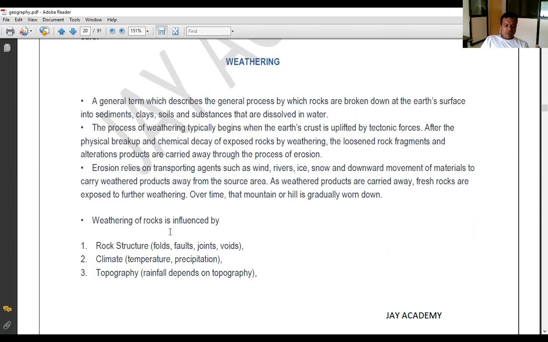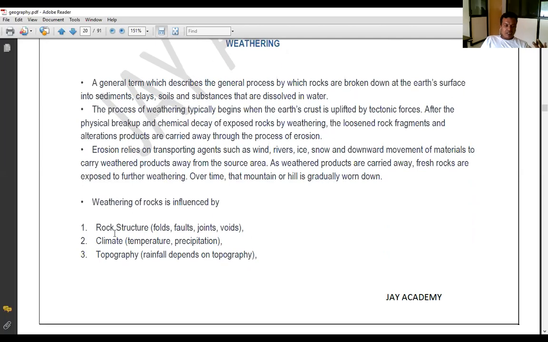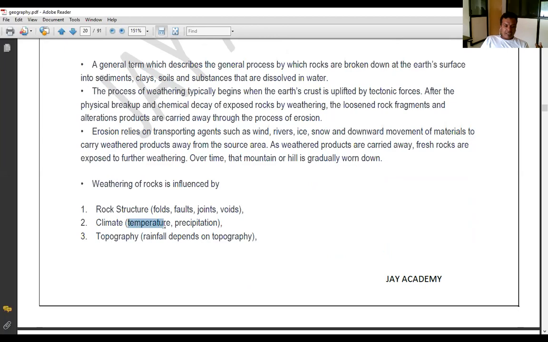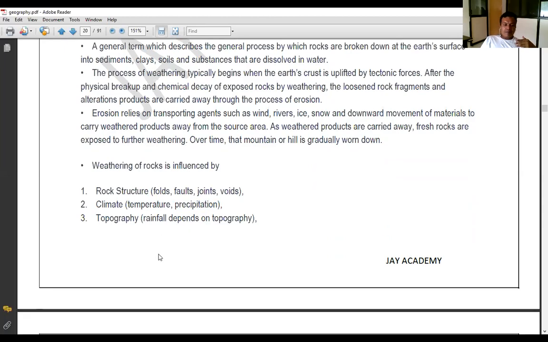So the weathering of the rocks is influenced by the rock structure, whether the rock is folded or has faults or joints or voids. This is again influenced by the climate, that is temperature and precipitation. If the temperature is high and the precipitation is very high, then the decrease of the height of the mountain is very high. Then also it depends upon the topography.